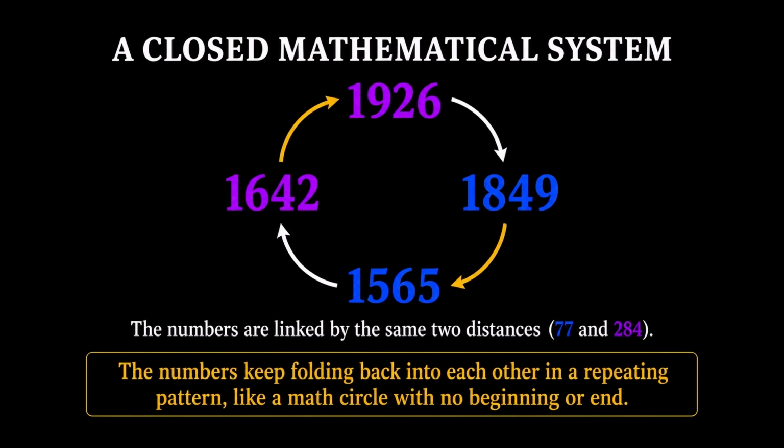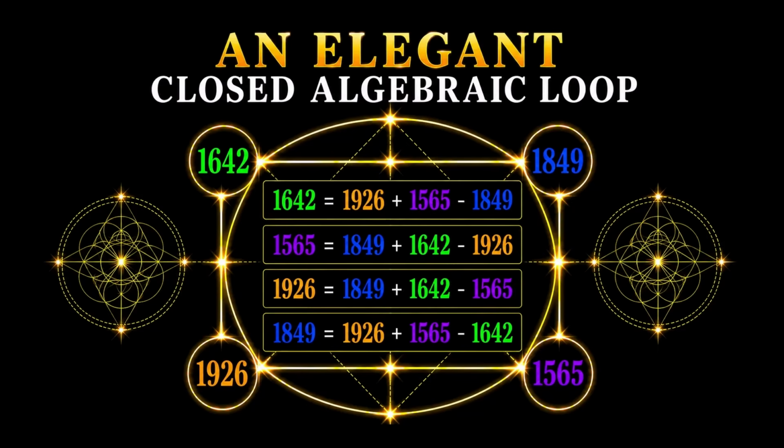The numbers are not acting independently. Rather than just being 4 isolated numbers, they form a single interconnected mathematical system. The numbers keep folding back into each other in a repeating pattern, like a math circle with no beginning or end. Here we see the complete set of number values associated with God's name and Esther's name. No matter which number is missing, the remaining 3 numbers reproduce it exactly, and therefore form a closed algebraic system.